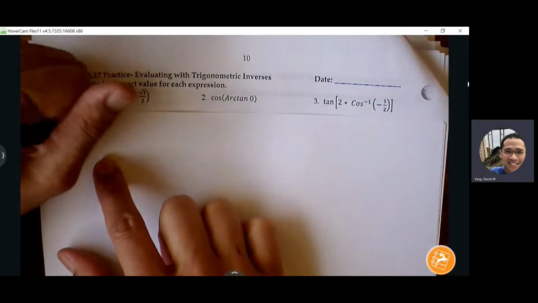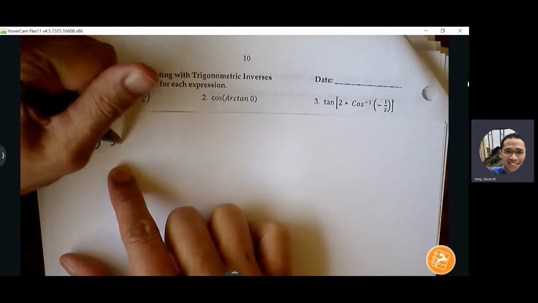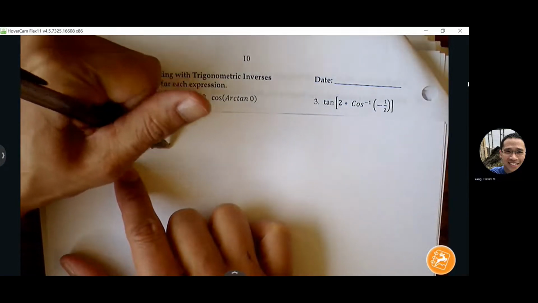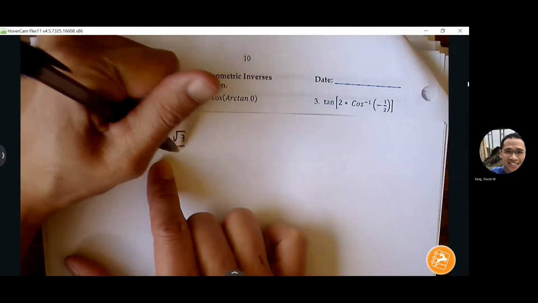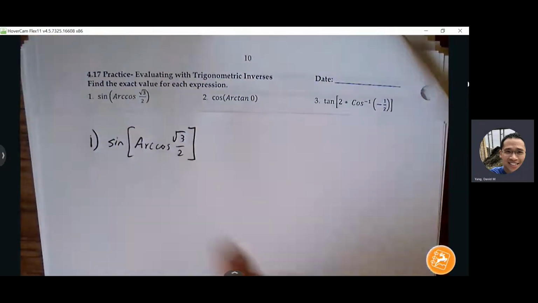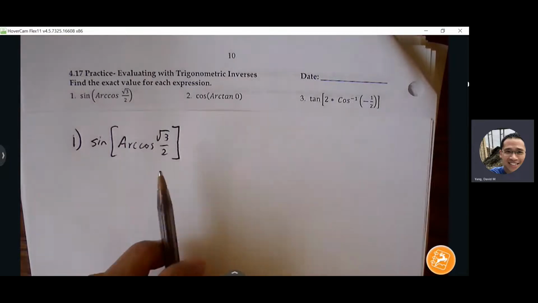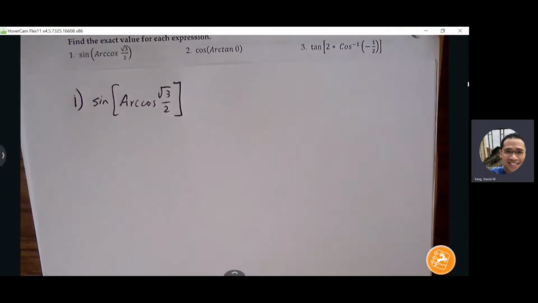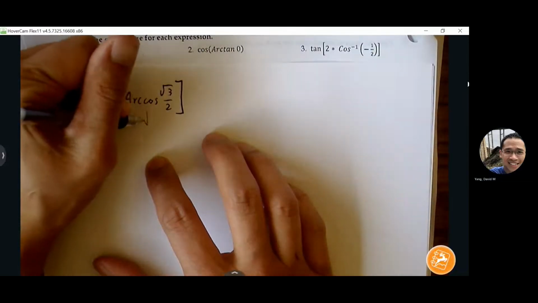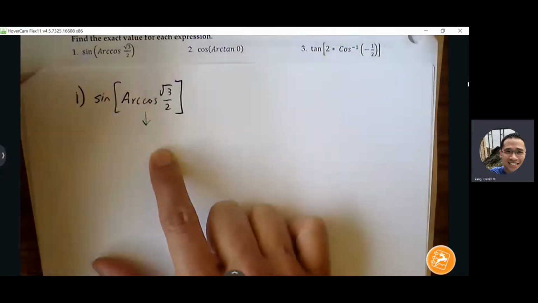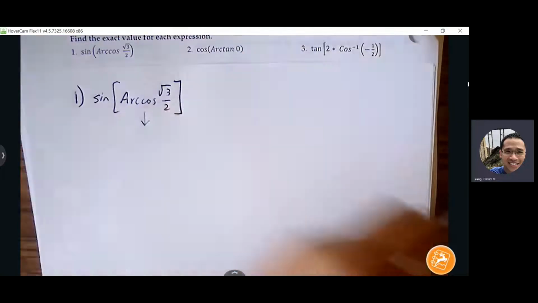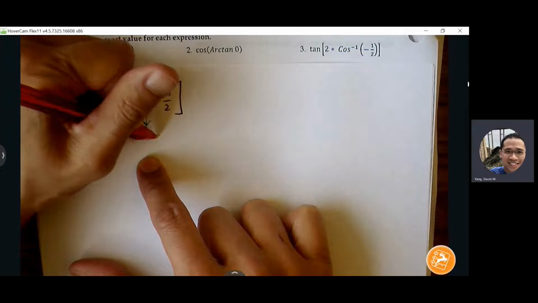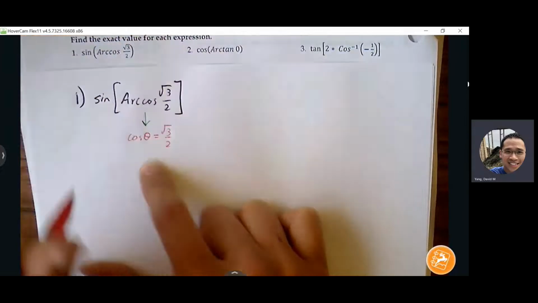Now, number 1. So this is a little bit more involved. Two-step process. We always want to start on the inside portion. Okay, so inside portion, we're just going to ask ourselves this question. What will it look like if I had cosine of theta equal to root 3 over 2? So that's just another way of saying it.